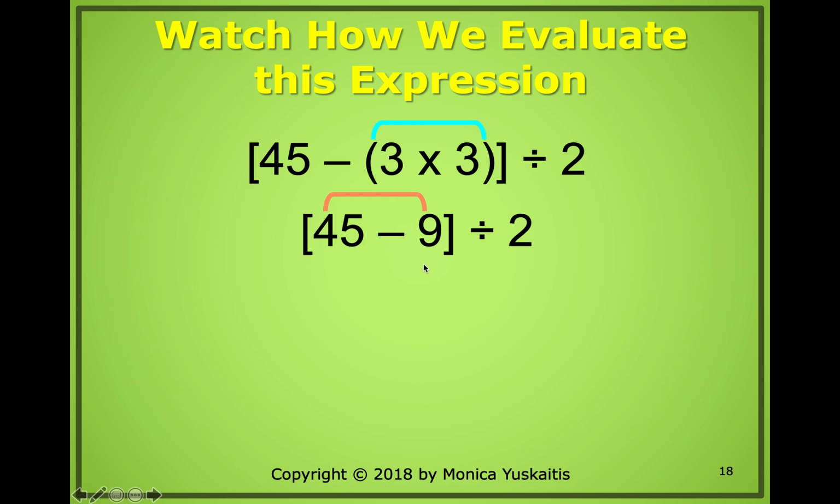Then I get to do what's inside the brackets, right? So notice as I'm doing this, my equation got a little bit smaller, didn't it? So 45 minus 9 is 36. So notice the 36 replaced the brackets, and 45 minus 9 divided by 2. And you might have to do your long division over here if you need to. But 36 divided by 2 is 18.